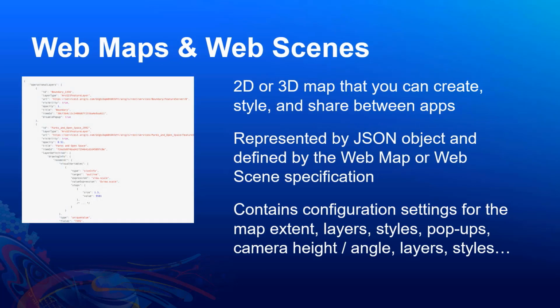But many times, and most often, you have a combination of all of these layer types, and you want to be able to bring them all together to create a map or a scene to leverage within your application. And for 2D data, we do this through web maps, and for 3D data, we do this through web scenes. And both of these are represented by JSON objects that are defined by the web map or the web scene specification, and it contains the configuration settings for the map extent, layers, styles, pop-ups, camera height, angle, etc.